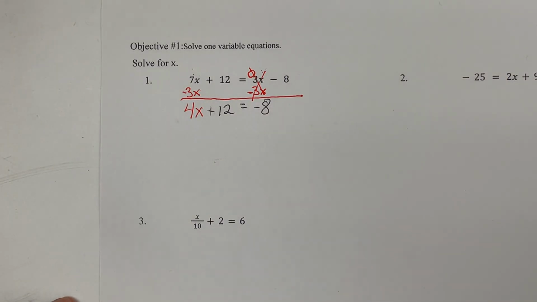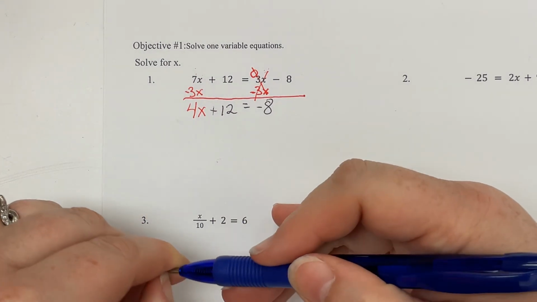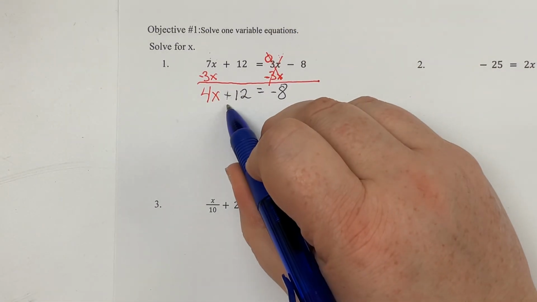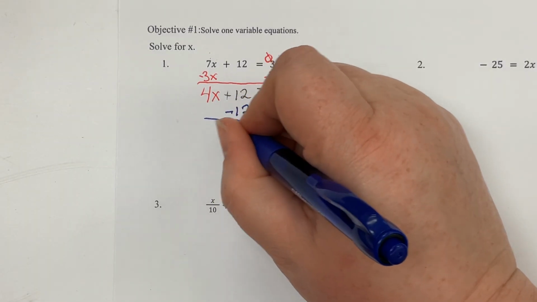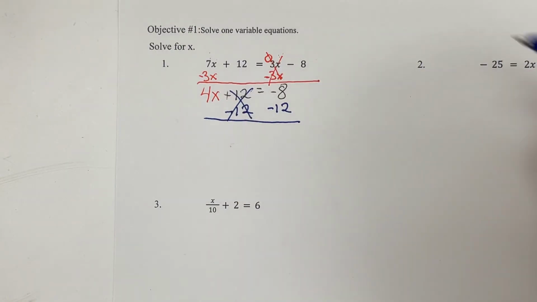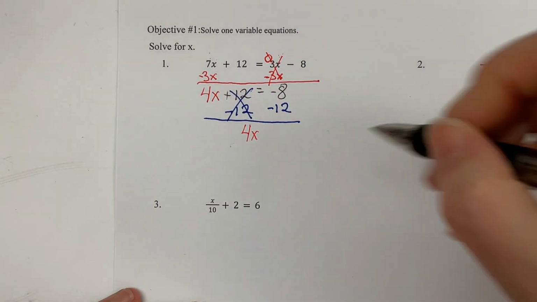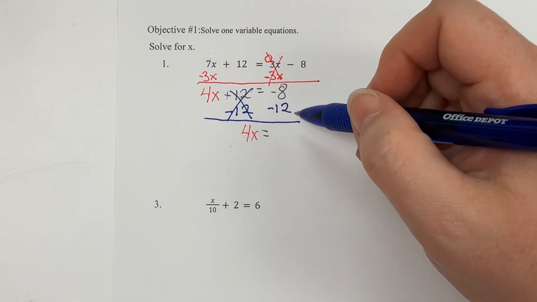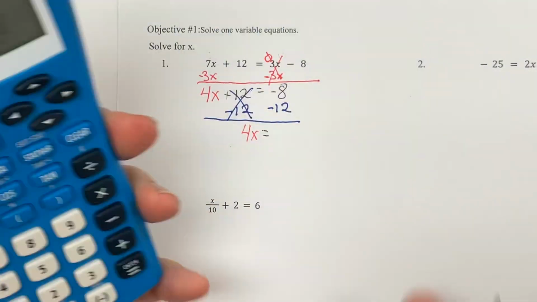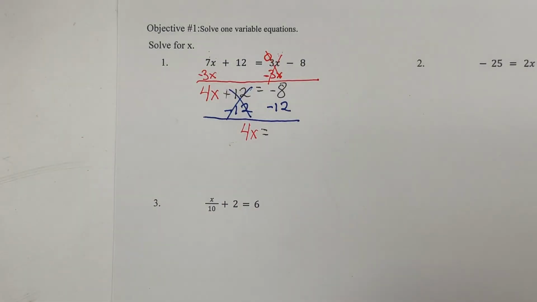Okay, what am I going to do next? Let's get rid of this 12. It is in my way. Opposite of plus 12 is minus 12. Okay, what do I have left? I have 4x left on this side, equals, and what's over here? Negative 8 minus 12. Okay, let's get our calculator out. So negative 8 minus 12 equals negative 20.